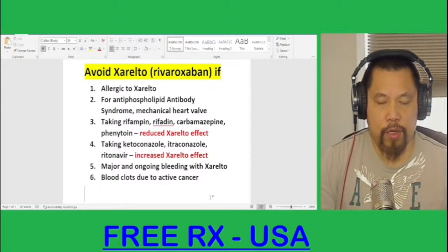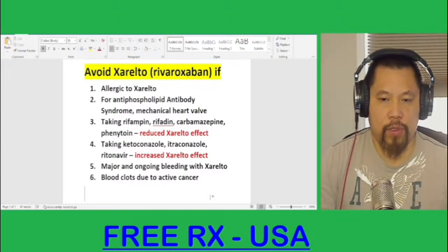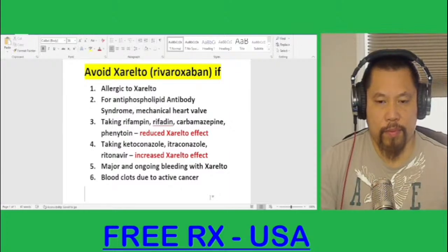You should not use Xarelto if you have blood clots due to active cancer. This is just for your general information. You should check with your doctor or your pharmacist if you have any further questions.